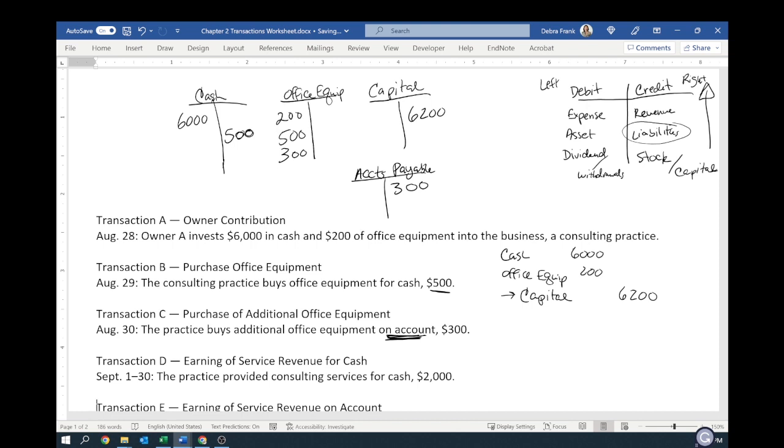Okay, let's do transaction D. Why not? A little more. So that one, they had provided consulting services for cash of $2,000. So they got cash. Yay. And they provided those services. They earned those services. So we'll have a new account called service revenue.